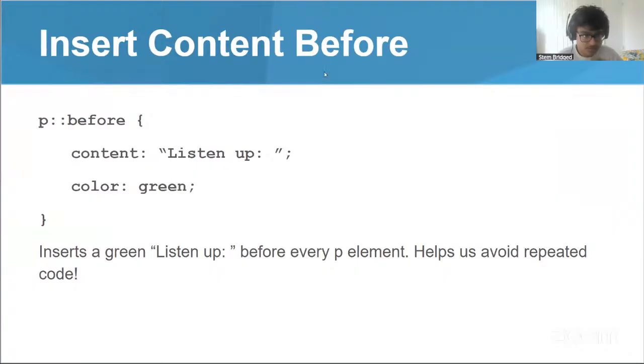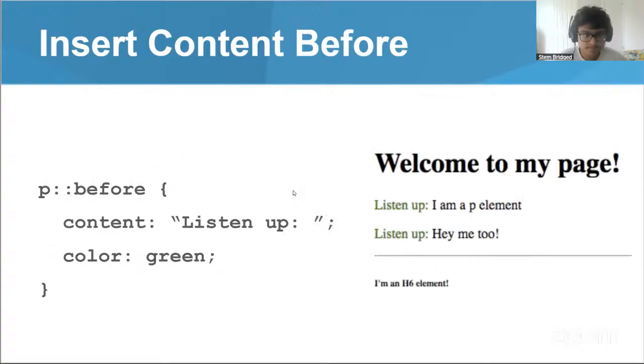Okay, so this is the before pseudo element. For a pseudo element like before and after, you need to use a content property. Content has to be whatever you insert before or after the element, and it's the text that's actually going to show up. In this case, it's listen up, and you need to put it in between quotes. And this is what it does. It basically just inserts this line before the actual P element, and then it sets the color to green.